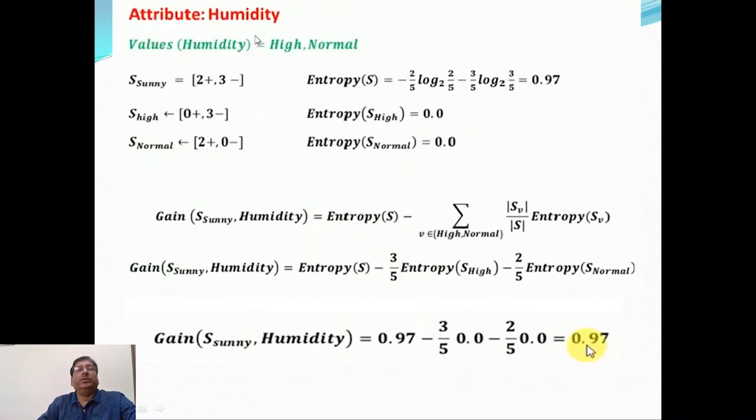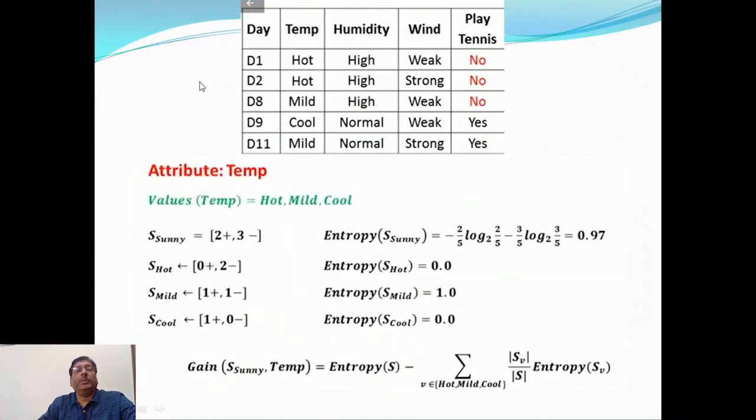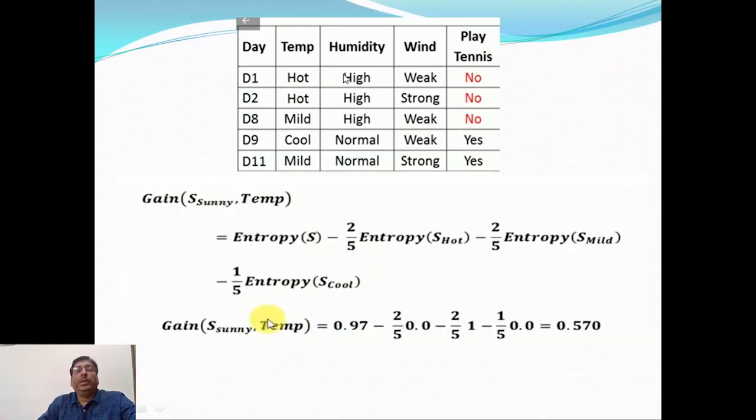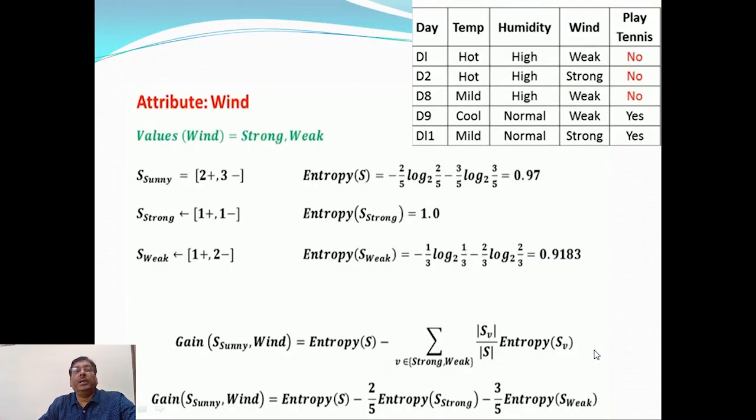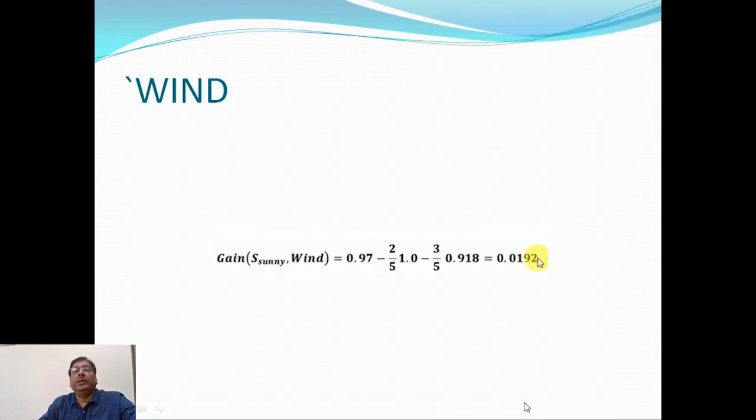Now, a similar thing you need to do for humidity, with respect to sunny. Sunny appears 5 times, so with respect to this example only, you are supposed to calculate for humidity. You find how many times high appears and normal appears, and then you calculate the gain for humidity. Similarly, you need to do this for wind with the same 5 examples. Then you find the entropy and gain for wind. So you get something like 0.192 and so on.